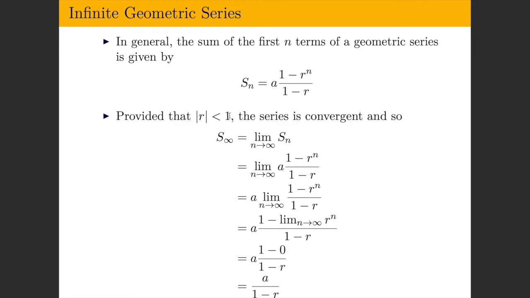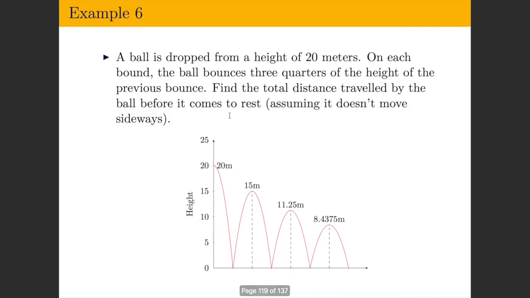Now, let's go through a more concrete example to explain what's happening here. So, suppose that a ball is dropped from a height of 20 meters, as shown in the diagram below, and on each bounce, the ball bounces 3/4 of the height of the previous bounce. So here you'll see that it begins at a height of 20 meters, it drops down to the bottom, then it bounces back up to 15 meters, because that's 3/4 of 20.